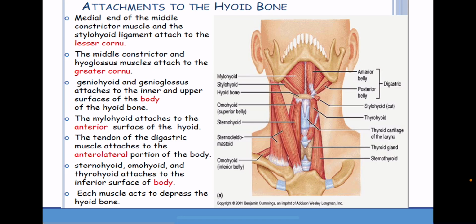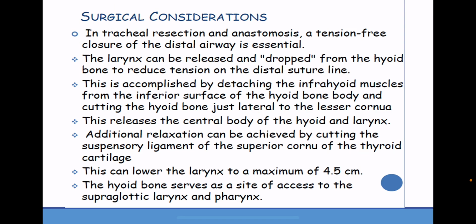Attachments to the hyoid bone: the medial end of the middle constrictor muscle and the stylohyoid ligament attach to the lesser horn. The middle constrictor and hyoglossus muscles attach to the greater horn. Geniohyoid and genioglossus attach to the inner and upper surface of the body, as you're seeing in the picture. The mylohyoid attaches to the anterior surface of the hyoid, and the digastric muscle attaches to the anterolateral portion of the body. Each muscle acts to depress the hyoid bone.